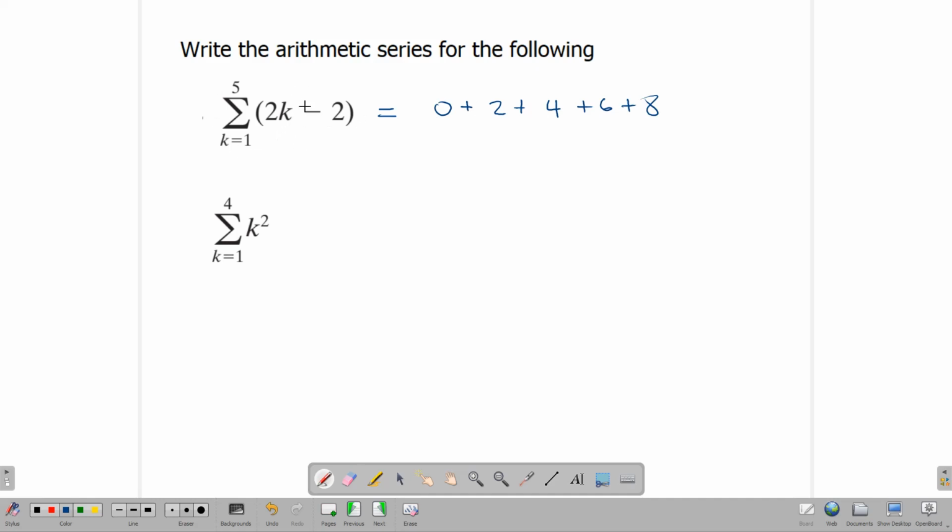And so having this formula here, saying the sum of 2k minus 2 from k equal 1 to 5, this is actually what it means if you want to write it out. And this one is quite simple. If you want to write out the sum of k squared from k equal 1 to 4, then we simply write it as 1 squared plus 2 squared plus 3 squared plus 4 squared.